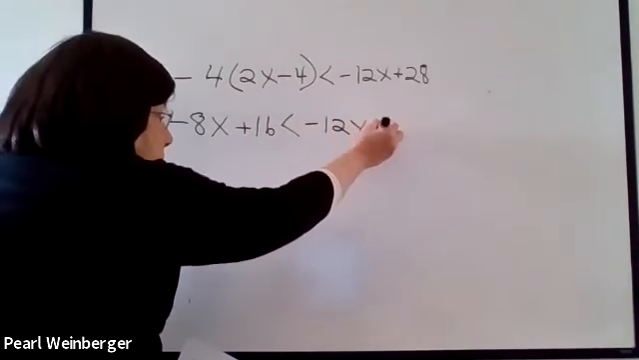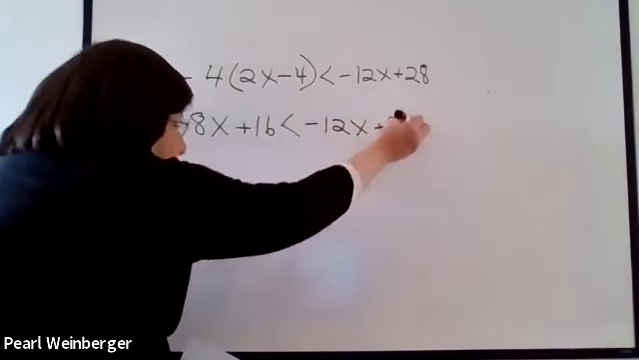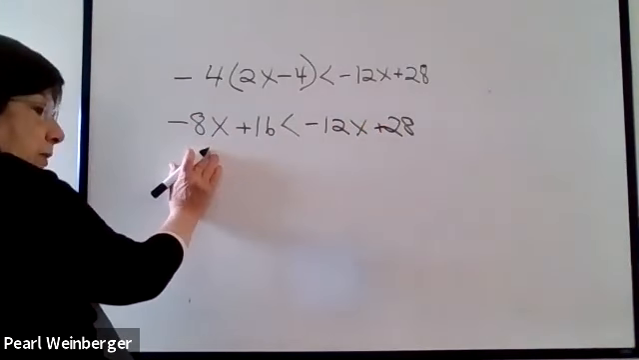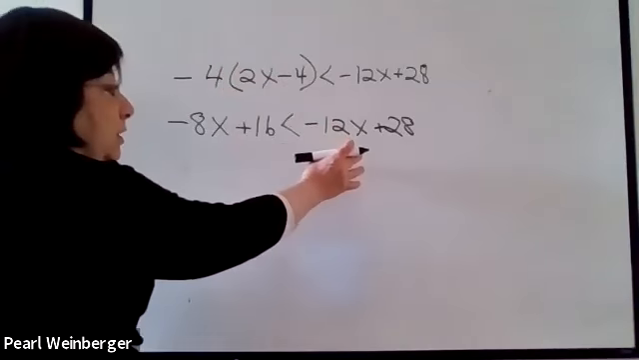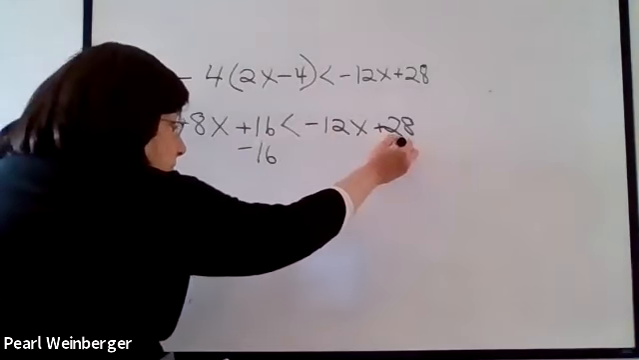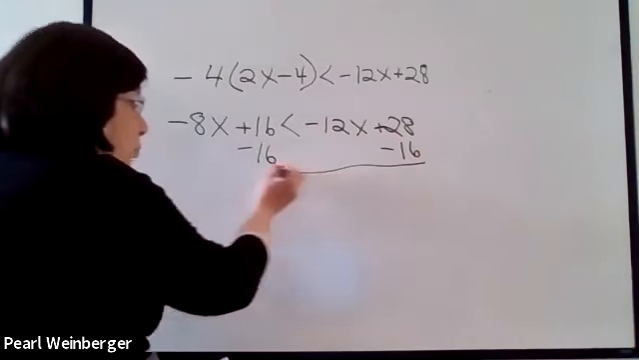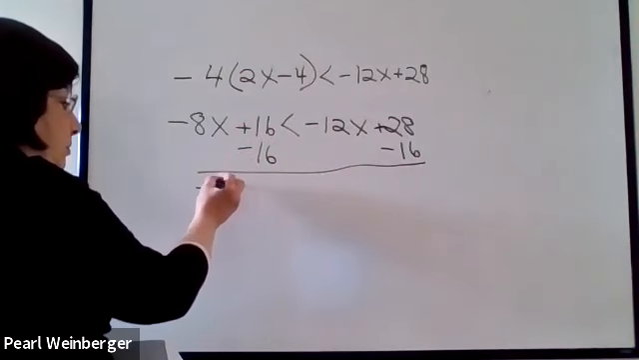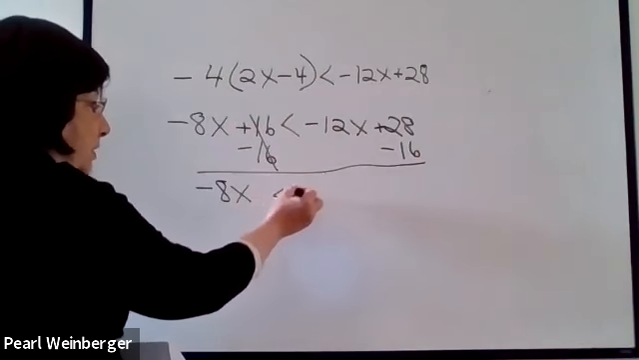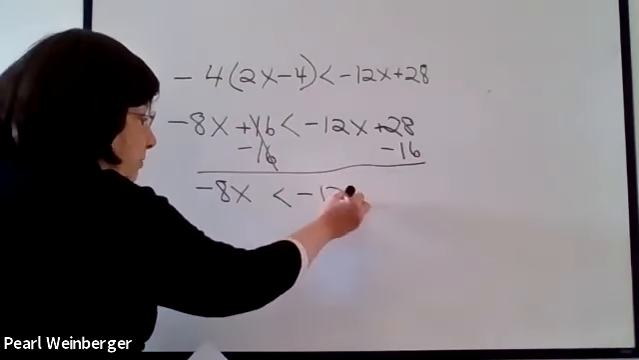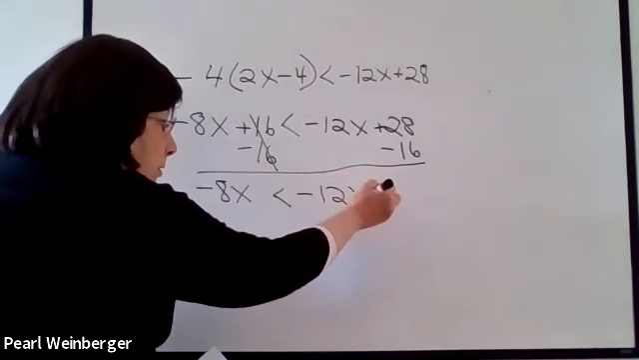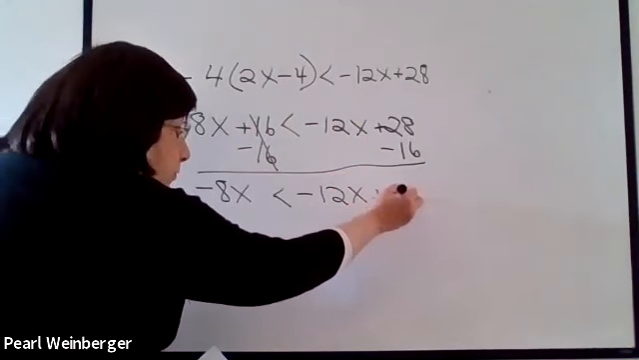-12x plus 28. And when we're solving an inequality, we absolutely want to make sure the x's end up on the left and the numbers on the right. So the first thing I'm going to do is subtract the 16 from both sides so that I won't have any regular numbers here, just x's. So this will give me -8x, this cancels out, is less than -12x, and 28 minus 16 gives me plus 12.